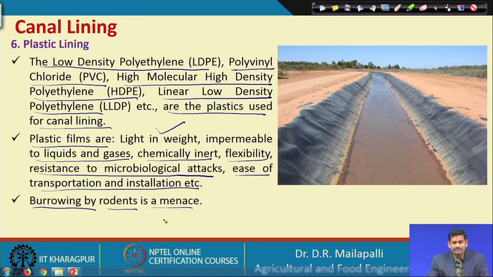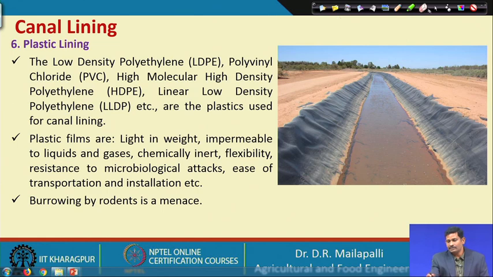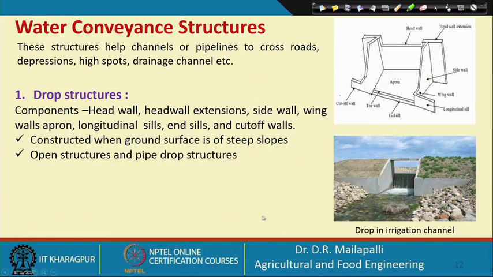So, this is really the disadvantage. Once there is a small hole, it may cause a lot of water loss or seepage. This is the main disadvantage of plastic lining. And those are the lining materials used for canal irrigation channels.